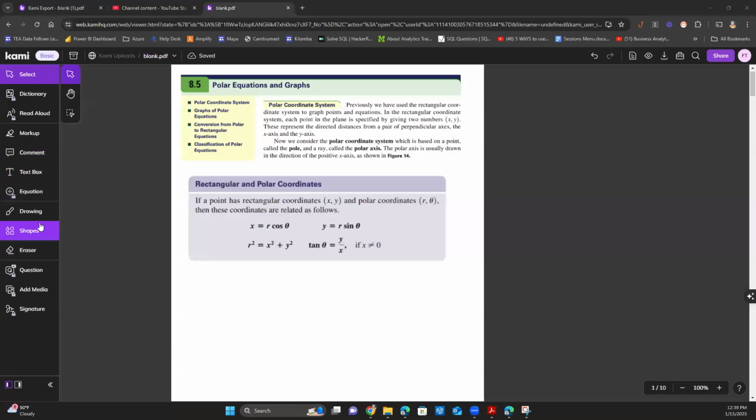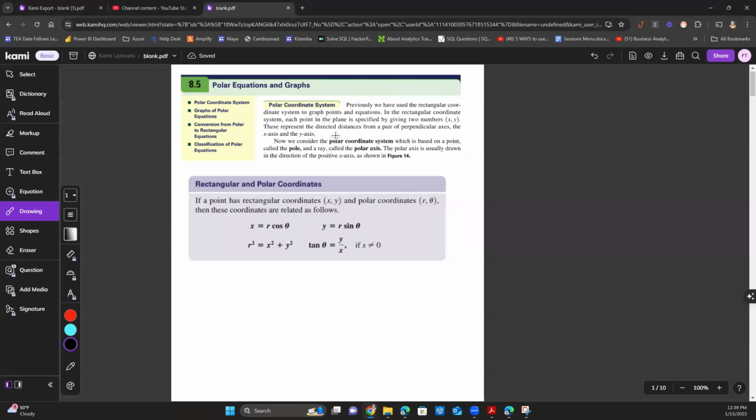Lesson 8.5 is going to be talking about polar equations and graphs. The first thing we're going to look at under this lesson is called the polar coordinate system. So far we have been working in the rectangular coordinate system, where we have an x coordinate and a y coordinate. But now when we move to the polar coordinate system, it's not going to recognize x and y, but it's going to recognize r and theta.